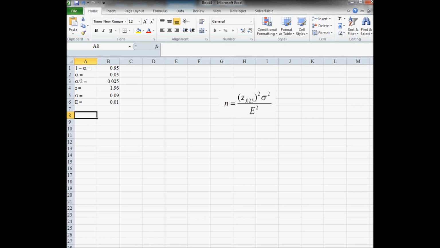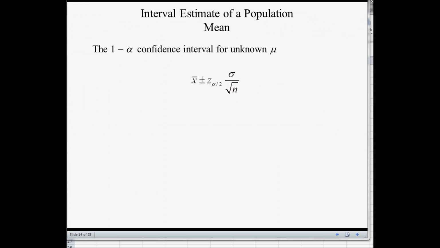Now we're ready to calculate the minimum sample size that is needed. The minimum sample size needed to ensure a margin of error of 0.01 is equal to the z-value squared times sigma squared divided by the margin of error squared. Now, this rarely gives an integer. So we either need to use 311 or 312. Which do we use?